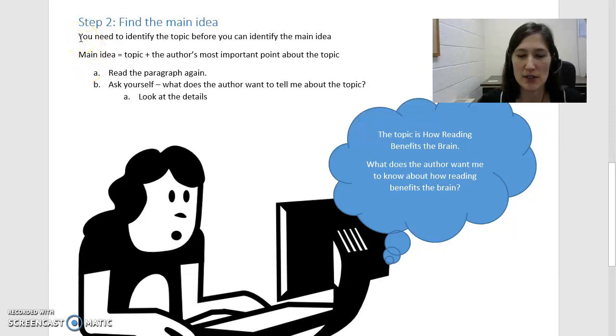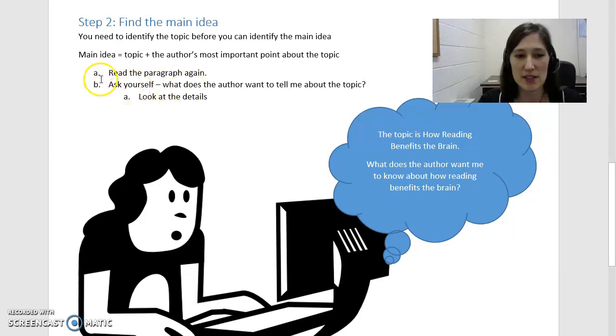So you need to identify the topic before you can identify the main idea, because the main idea equals the topic plus what is often called the claim, which is the author's most important point about the topic. So that's why you need to know the topic first, because then you're looking for what the author wants to tell you about the topic. That is your main idea.